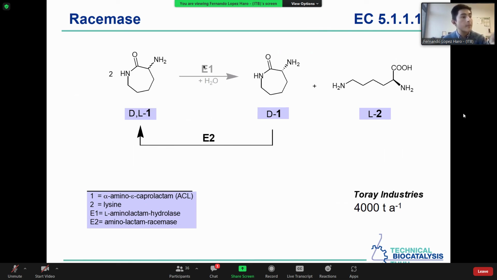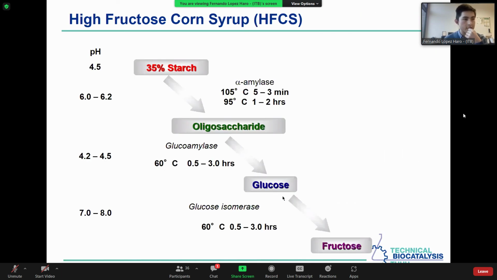Actually this enzyme right here is not an oxidoreductase, as you can imagine. It is a hydrolase. So yeah, you add water, you produce the hydrated products. The racemization is done by enzyme 2, which is a racemase, and racemases are part of isomerases. That's why. I hope that was a clear explanation.